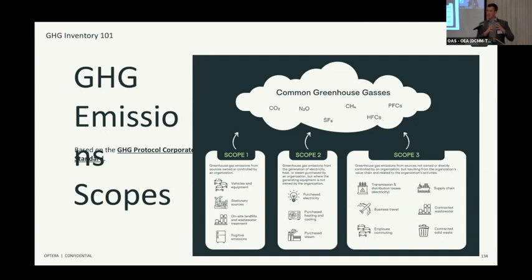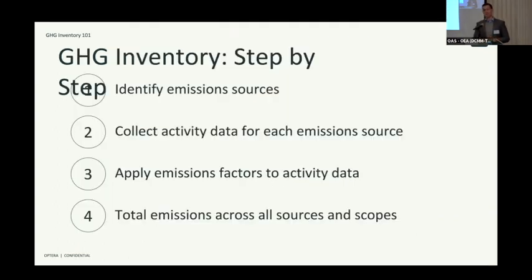All right. Today, as a 101, we're going to focus on scope 1 and 2 only and really dive into what that looks like. So when we're developing an inventory, I like to break it down into 4 simple steps. First, identify the emission sources. Where in your operations are you producing emissions?